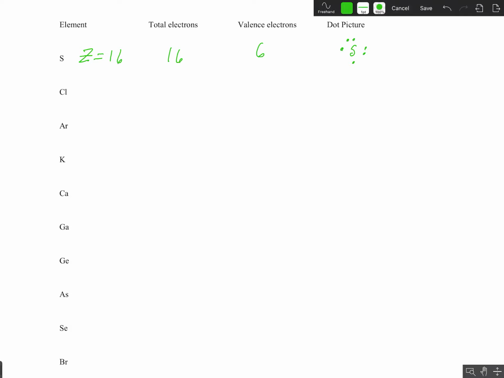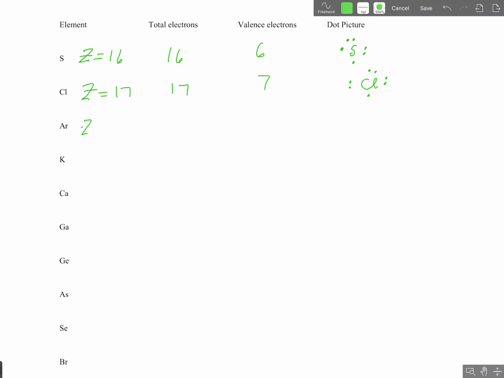Okay, next up is chlorine. Chlorine is atomic number 17, so it has 17 electrons. It happens to be in group number 17, so it has 7 valence electrons. And so when I draw its dot picture, we have a pair, and then we're going to go 3, 4, 5, 6, 7. So chlorine has 3 pairs and 1 unpaired electron, just like fluorine.